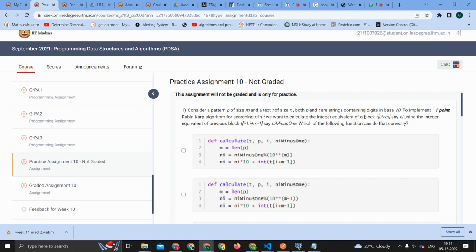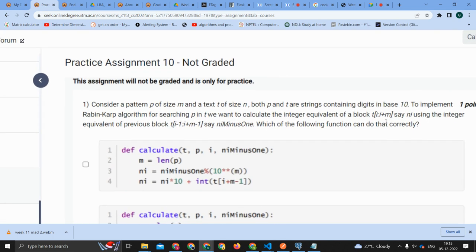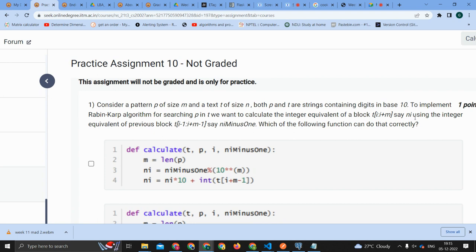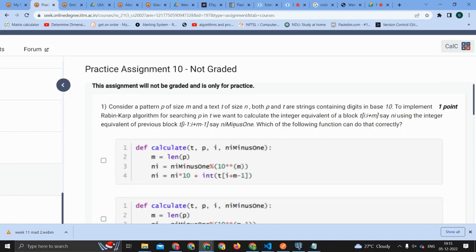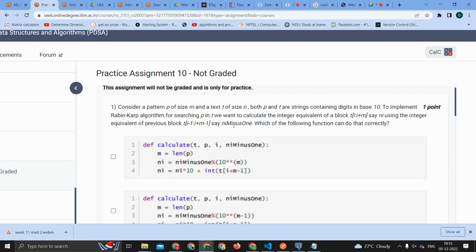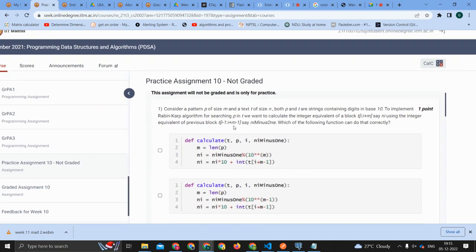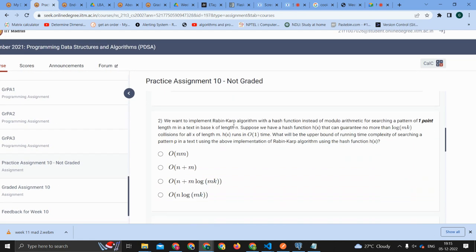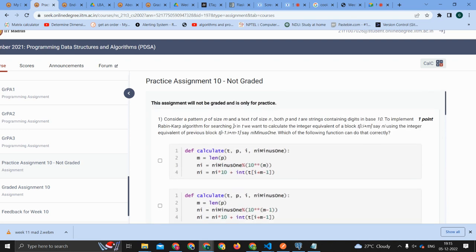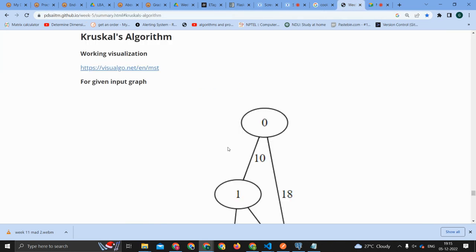To implement the Rabin-Karp algorithm for searching P in T, we want to calculate the integer equivalent of a block T[i, i+m-1], say n_i, using the integer equivalent of the previous block T[i-1, i+m-2], say n_(i-1). Okay, so this seems a little bit confusing. So let's first see what the Rabin-Karp algorithm is.